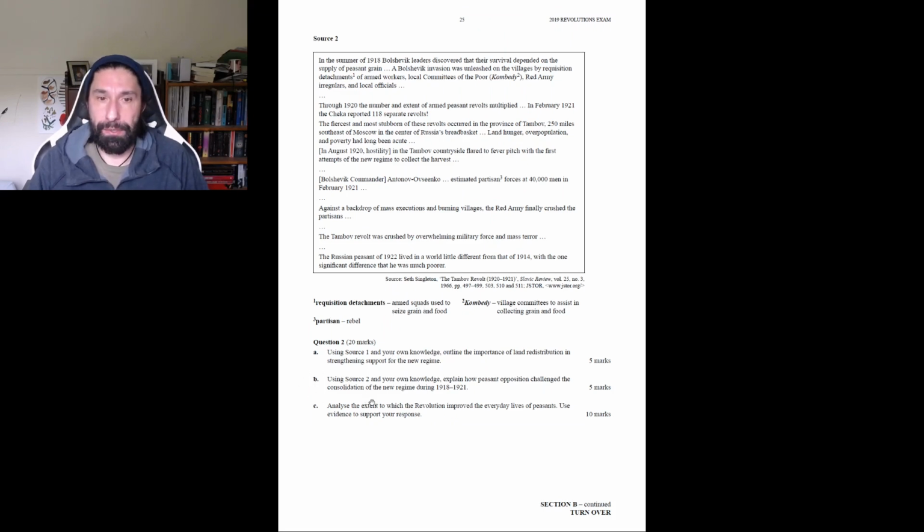Question B, using source 2 and your own knowledge, explain how peasant opposition challenged the consolidation of the new regime during 1918 to 1921. So you're talking about, we quote from here, you talk about the Tambov uprising, etc. I remind you, for question A, it's 125 words. For question B, it's 125 words.